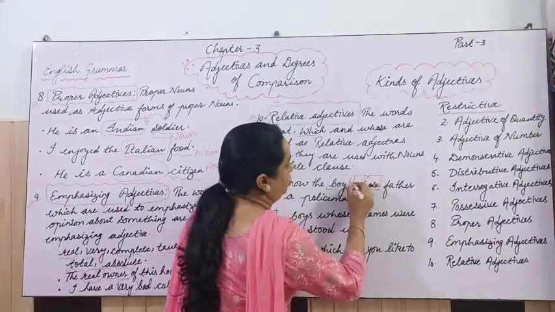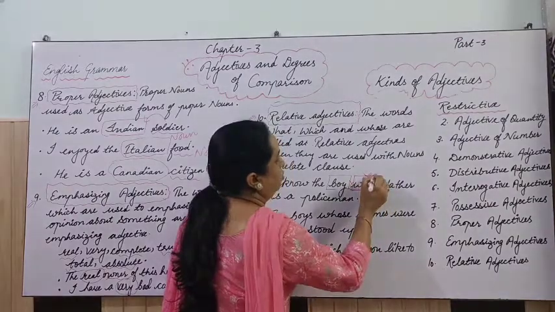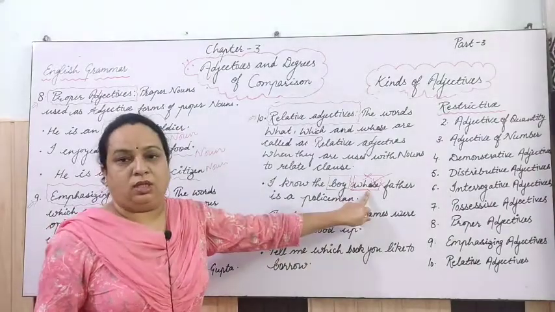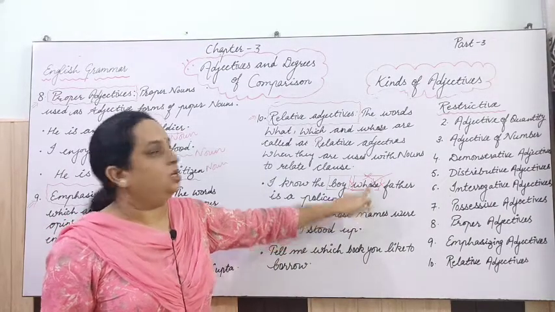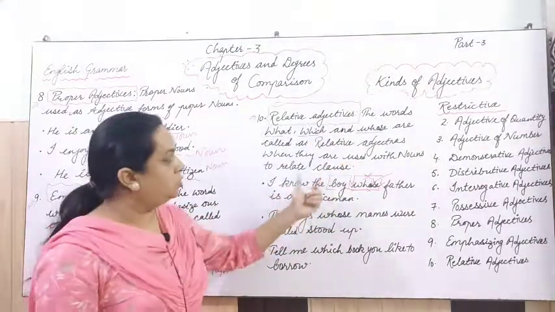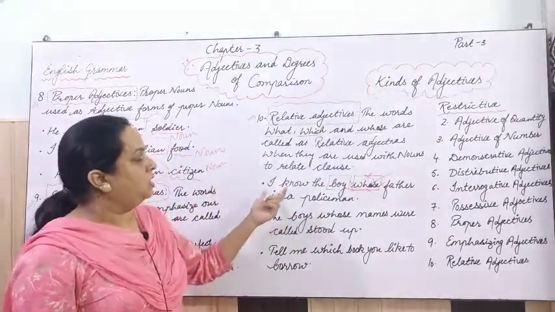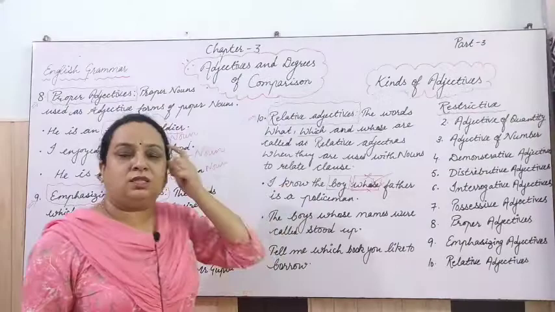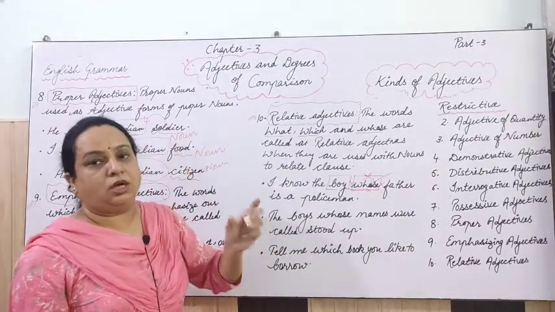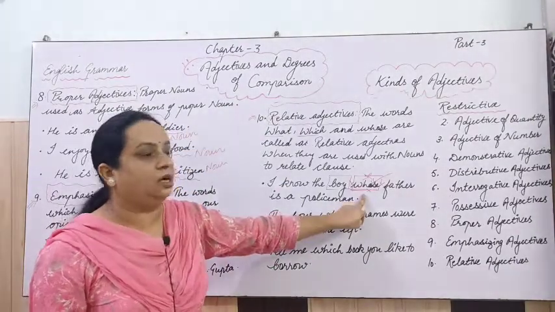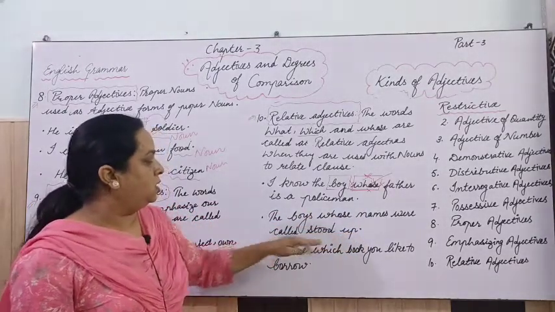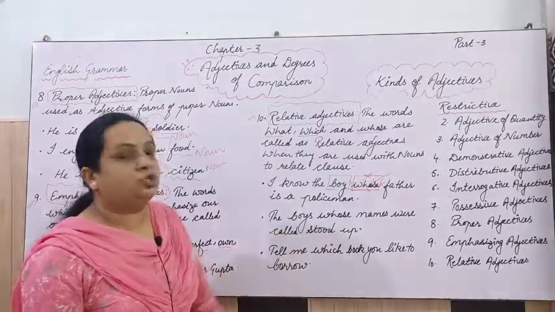This word whose is actually a relative adjective, because it is joining two sentences. I know the boy, this is the first sentence. His father is a policeman, this is the second sentence. And the combination of the sentences is done with whose. The boys whose names were called stood up.